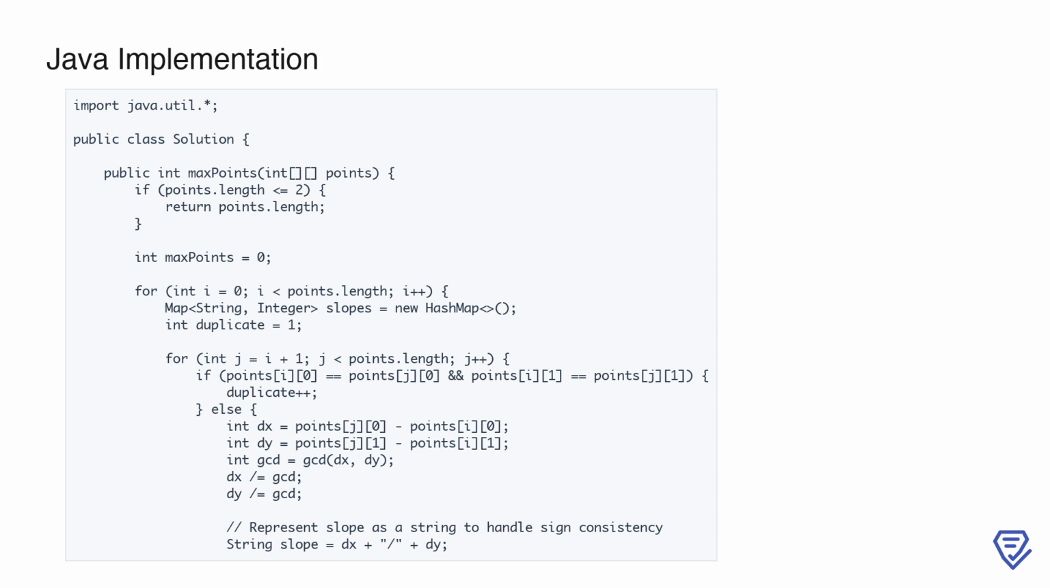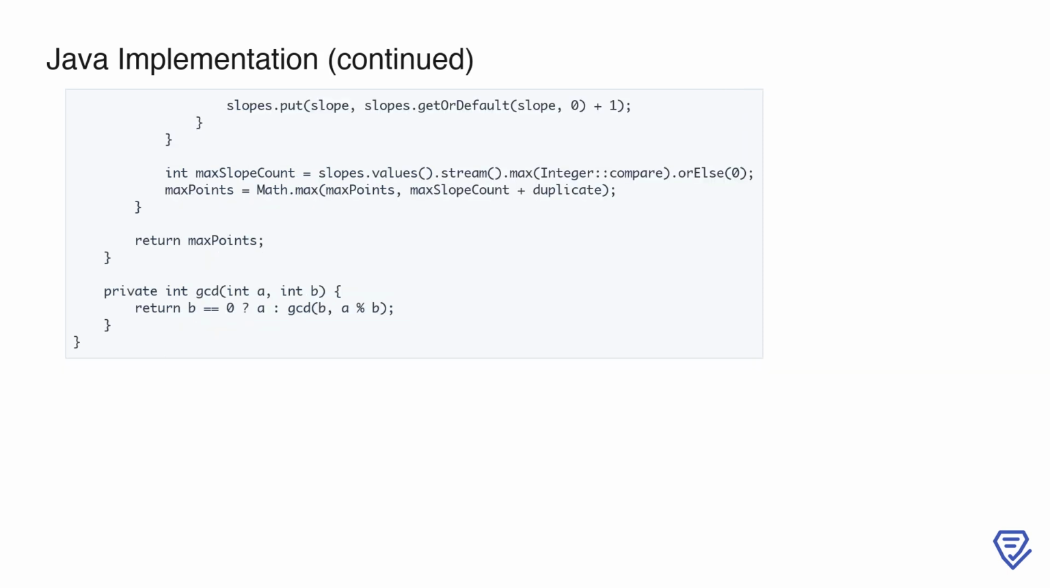To ensure accuracy and consistency, we calculate the greatest common divisor, or GCD, of the differences in x and y coordinates and normalize the slope by dividing both differences by the GCD. Finally, we represent the slope as a string, combining the normalized x and y values to handle sign consistency and avoid floating point precision issues. The normalized slope is then added to the slopes map, with the count incremented for each occurrence.